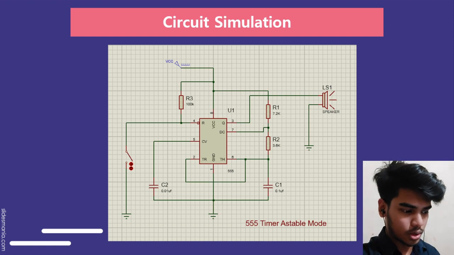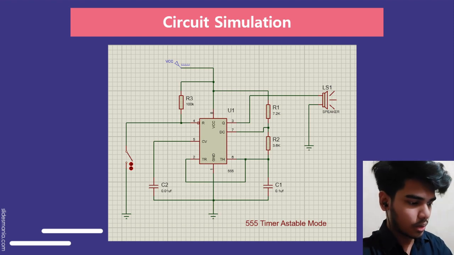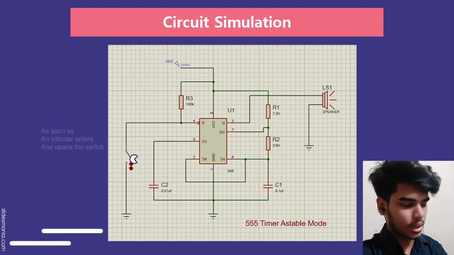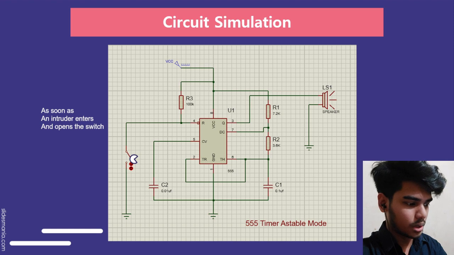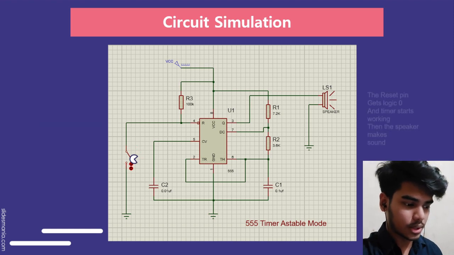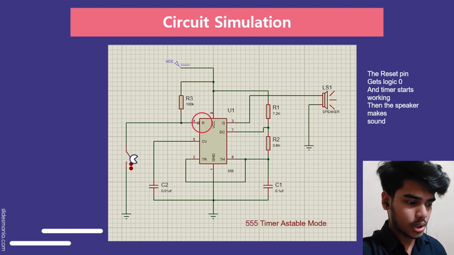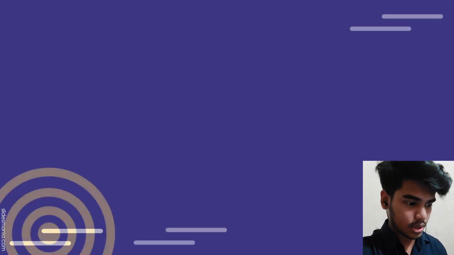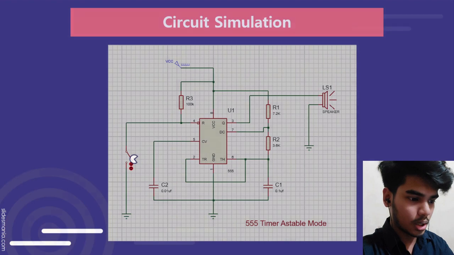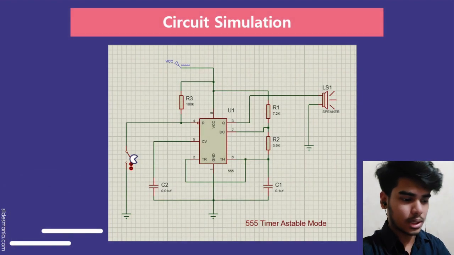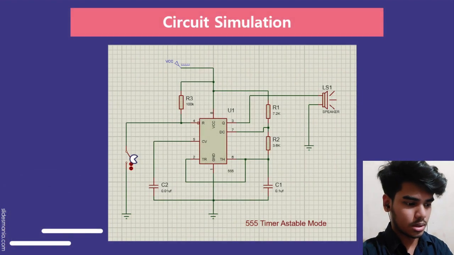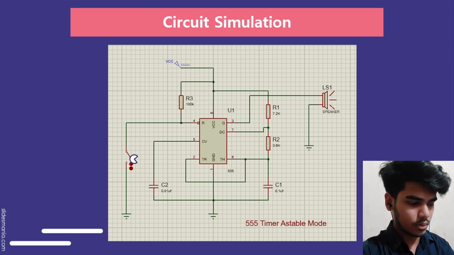Once we disconnect the switch, the reset pin gets disabled. What actually happens is when an intruder tries to break in, the switch gets opened, and once the switch gets opened, the reset pin gets disabled, and the timer starts its actual operation, and then it sends a signal pulse to the speaker. The speaker receives the signal pulse and starts making noise. So this was the circuit part.